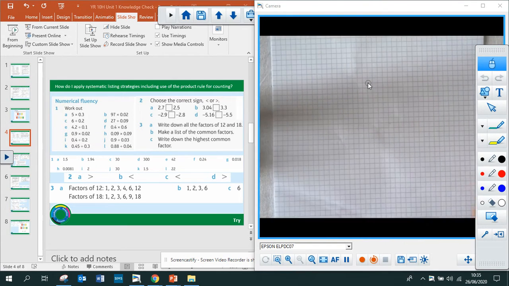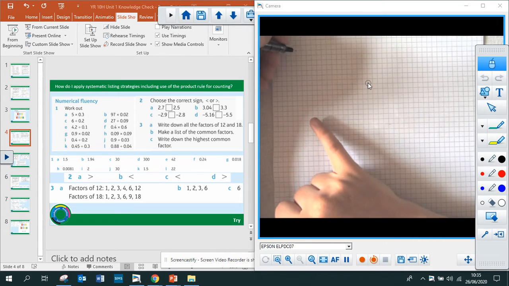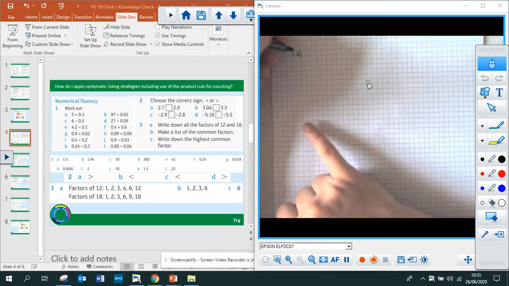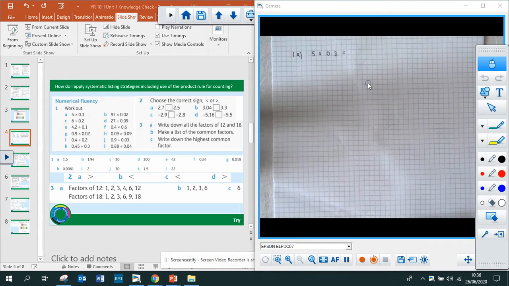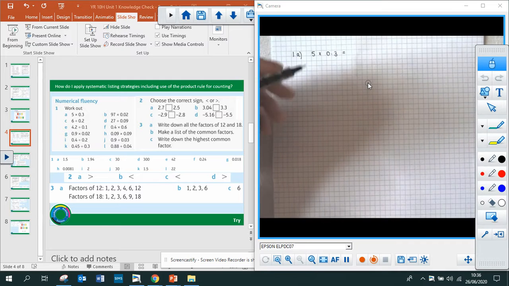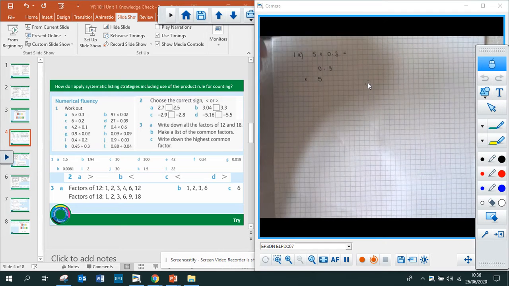Question 1 is just asking us to do some basic division and multiplication involving decimal numbers. Question 1A is 5 multiplied by 0.3. It's up to you really the method that you use to do this. You could have put it into a column method, so you could have done 0.3 multiplied by 5.